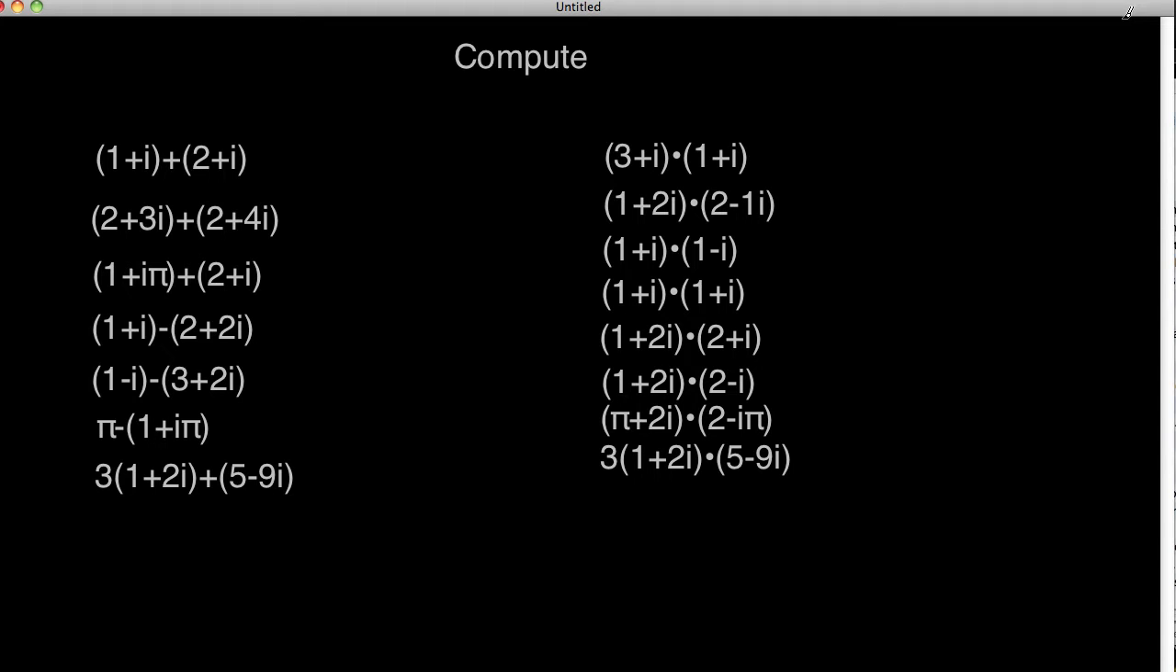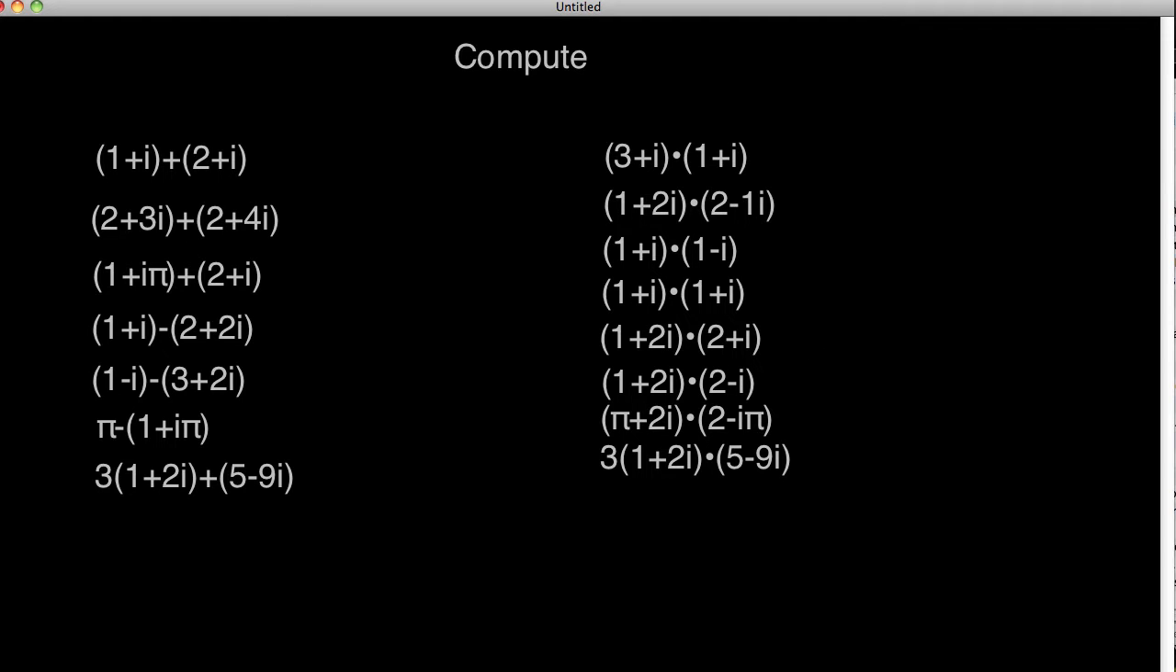I'm going to do some examples now of computations with complex numbers. On the left-hand side, we have a column of additions and subtractions, and on the right-hand side, we have a column of multiplications. So let me go through a couple of examples on each one, and then I'll let you take up and finish this.